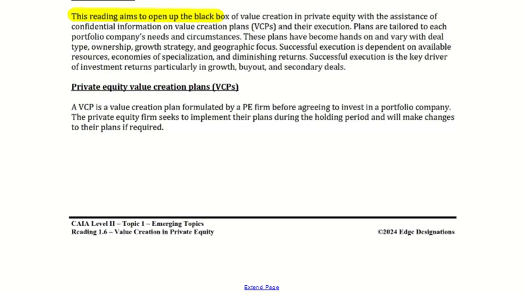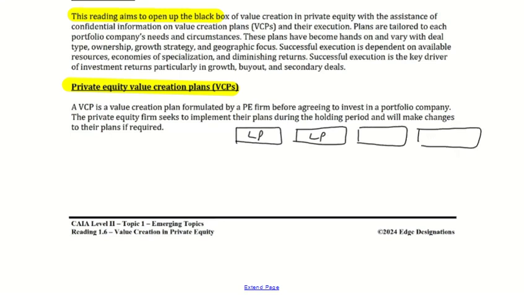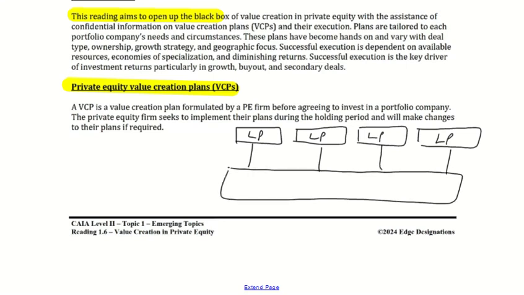Very important, the first thing we start off with is what we call VCPs. VCPs are value creation plans. So when a private equity firm decides to invest in, for example, a portfolio company, and if we just look at the picture, just to make sure everybody's on the same page, remember, at the top we've got the investors in a private equity fund, however many you may have. Let's just put 3 or 4 of them over here. These are your limited partners. Now, your limited partners then invest into a fund. We'll call this the private equity fund.